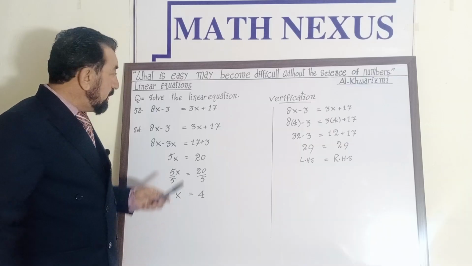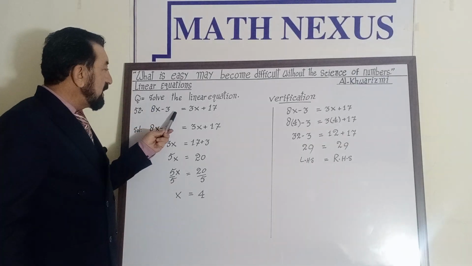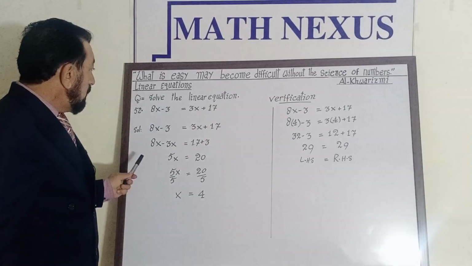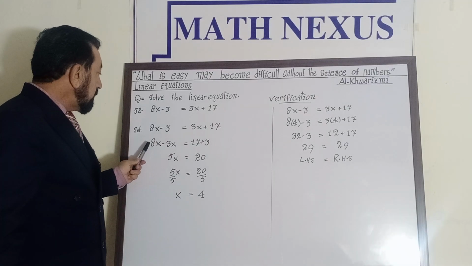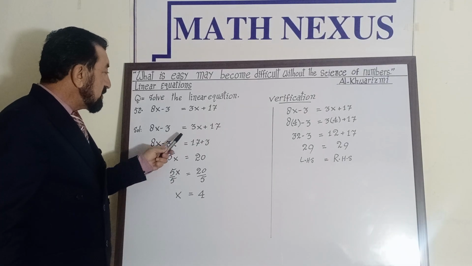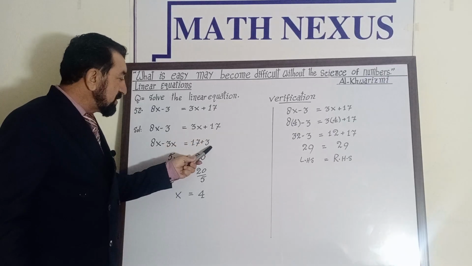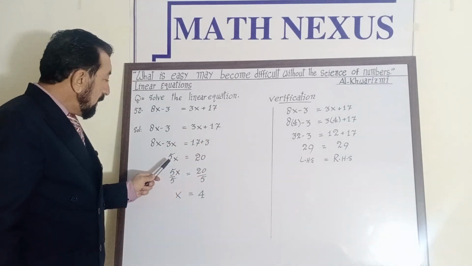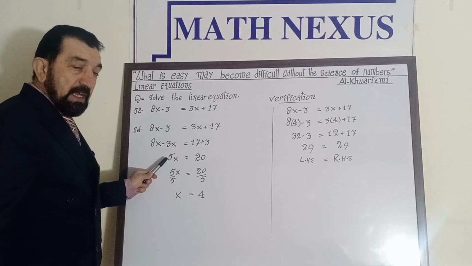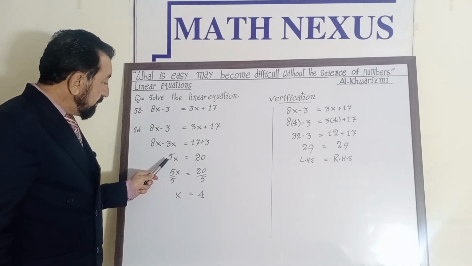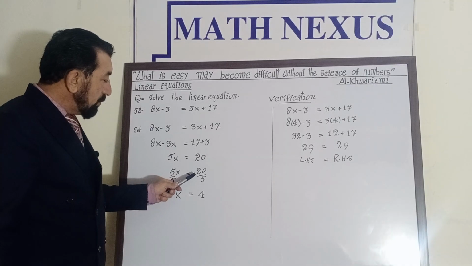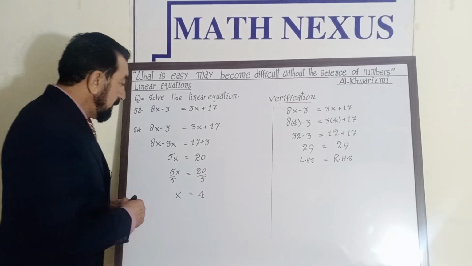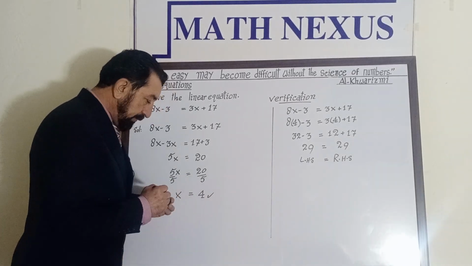Look at the question. 8x minus 3 equal to 3x plus 17. Now combine the like terms. 8x minus 3x equal to 17 plus 3. This is equal to 5x equal to 20. Now divide both sides by this coefficient. 5 upon 5x equal to 20 upon 5, x equal to 4. The value of x equal to 4.